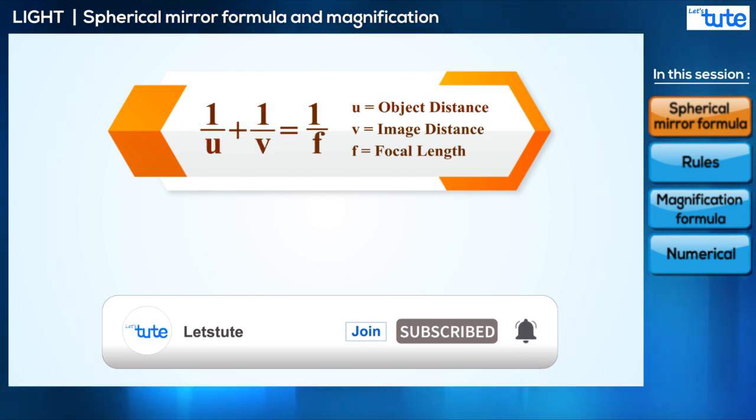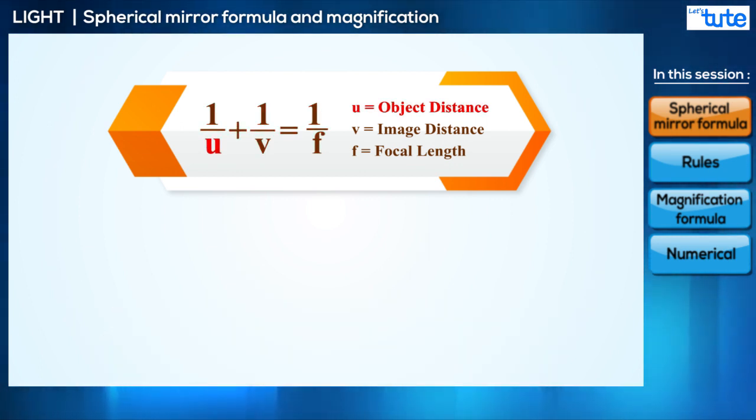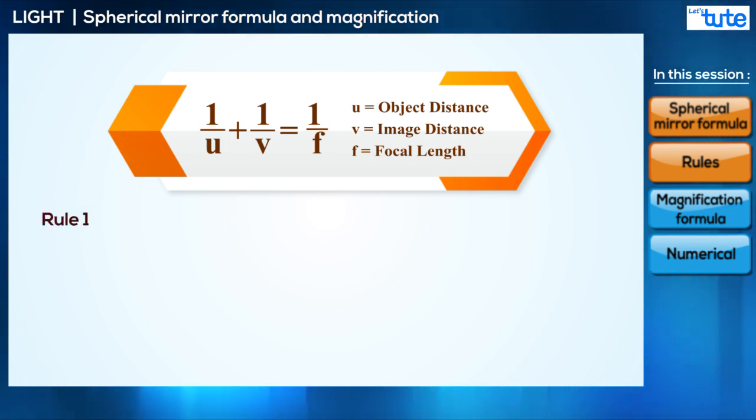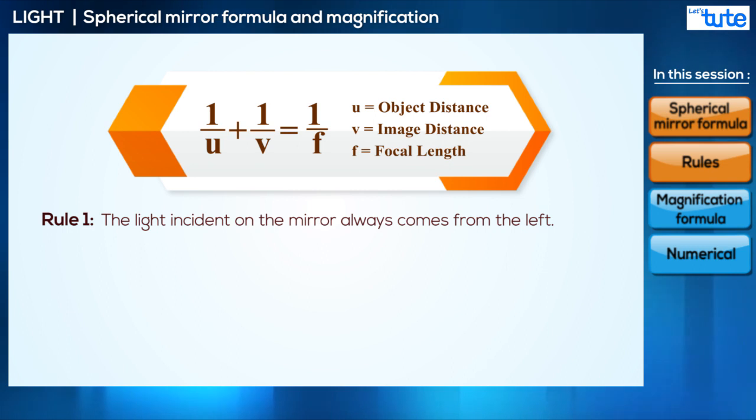Here, U represents the object distance measured from the pole, V is the image distance from the pole, and F is the focal length. But before we dive right in and start solving problems, we need to know the rules to follow while using this formula. Rule number 1. The light incident on the mirror always comes from the left. So, the object is always on the left of the mirror. This is done to avoid confusion during the use of the formula.